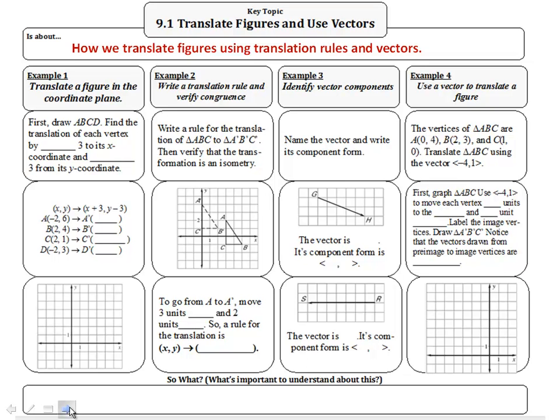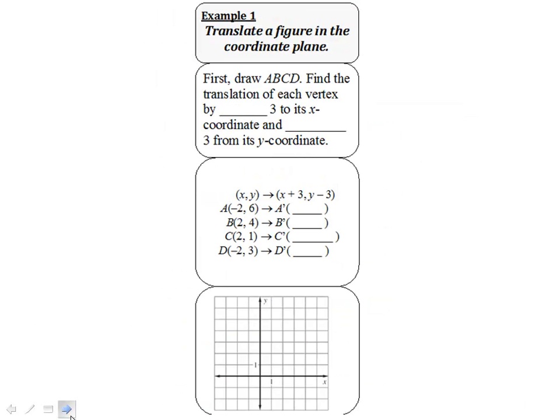So the first thing, we're going to first look at example 1 here. It's translate a figure in the coordinate plane. And you'll see, I'm going to move on here. It's just a little bit bigger for me to write. So example 1 says translate a figure in the coordinate plane. So you'll see right here, we've got our pre-image, and then this right here, actually this whole thing right here, this is what we call our translation rule.